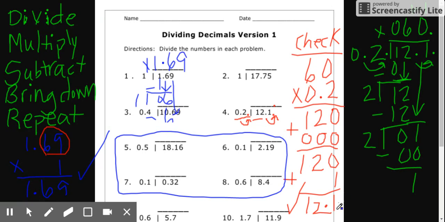And when you check, make sure you don't add the decimal back in your problem until you're done at the very end. So if you happen to have a remainder, add that in before you put your decimal place in your answer.